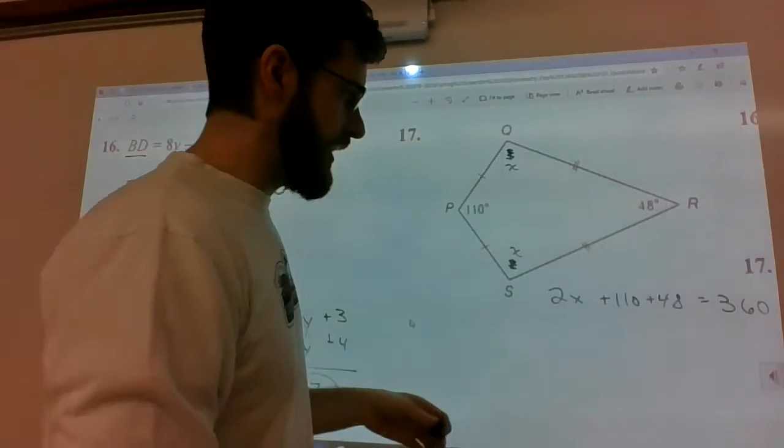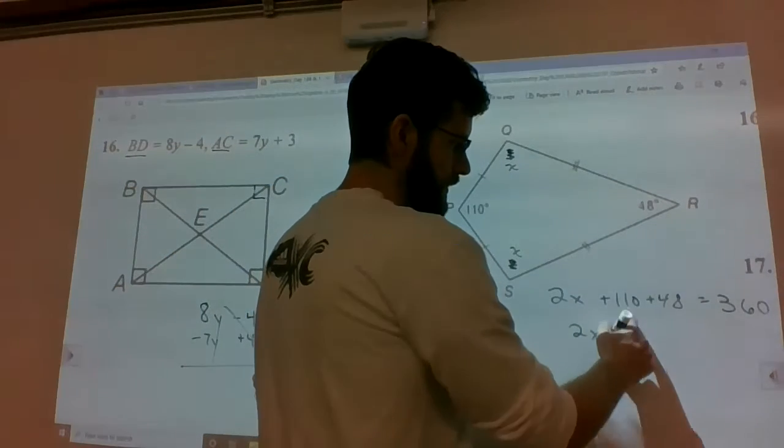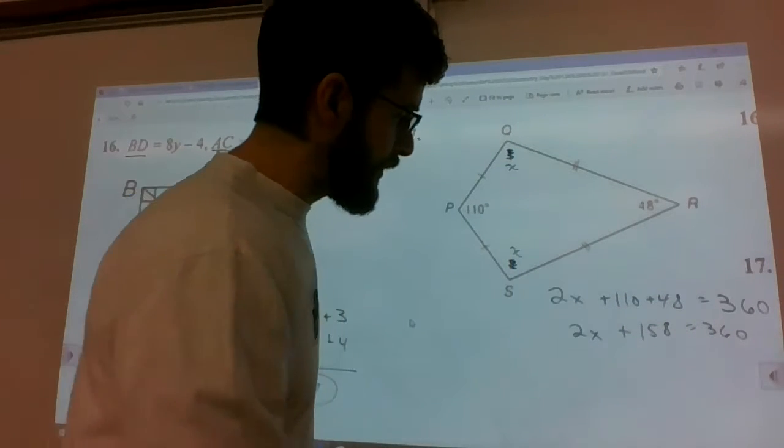So that leaves us with, we've got to combine like terms on the left. That's 158. Take away 158 from both sides.